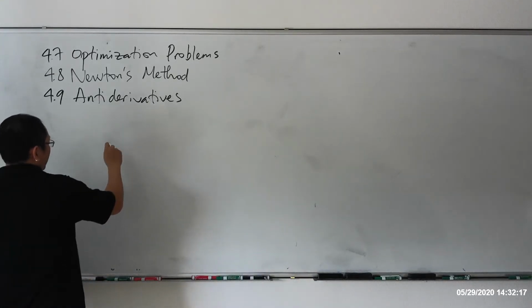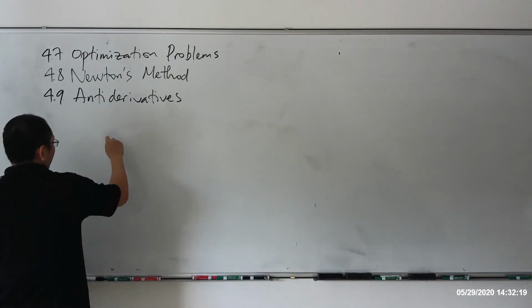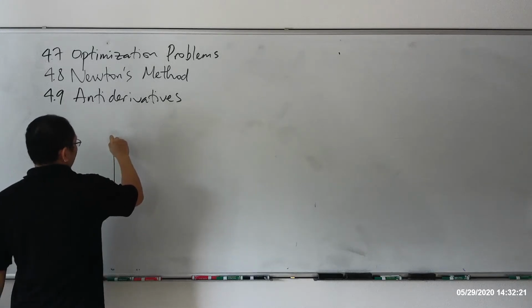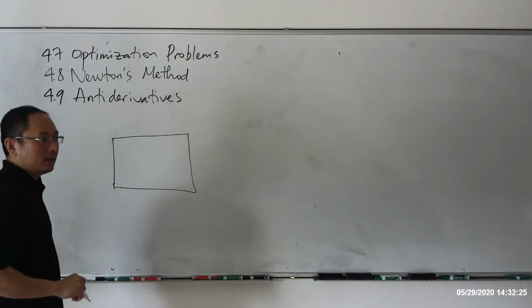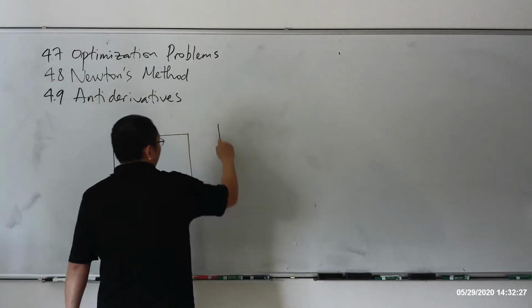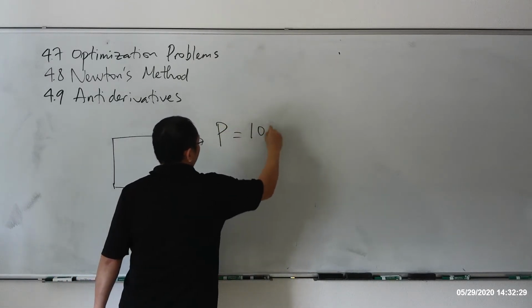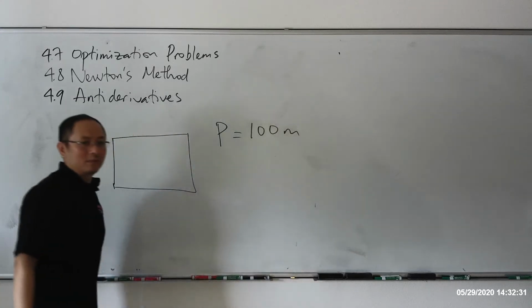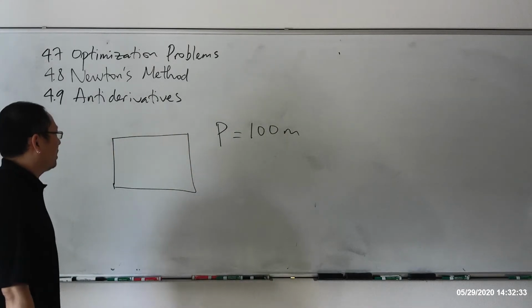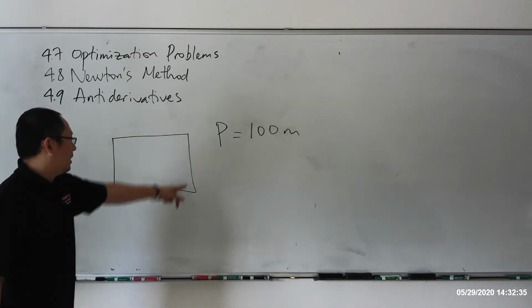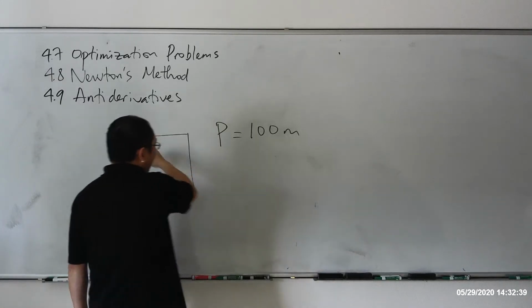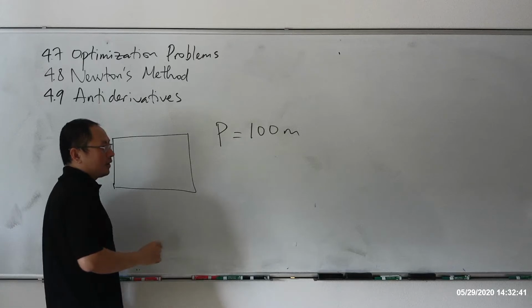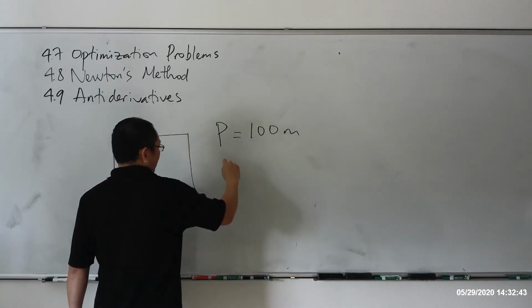Say a farmer, and he has 100 meters of fence, and he wants to fence his rectangular farm. Okay, the perimeter. He got 100 meters total. I'm just making up a problem. 100 meters. Okay, so P equal to 100 meters, and his farm is a rectangular shape. How can he fence this area so that he got the maximum area?